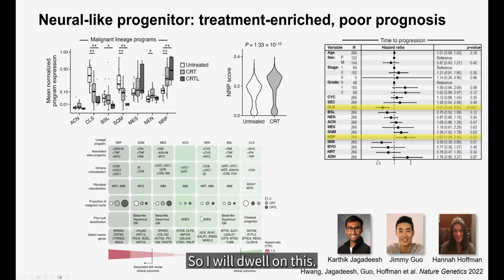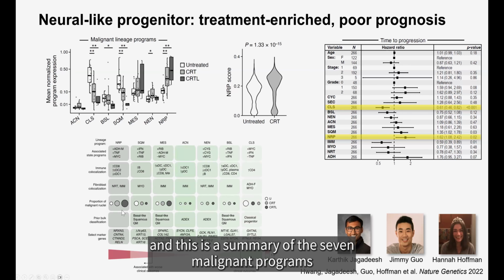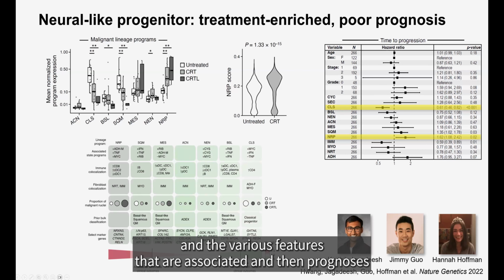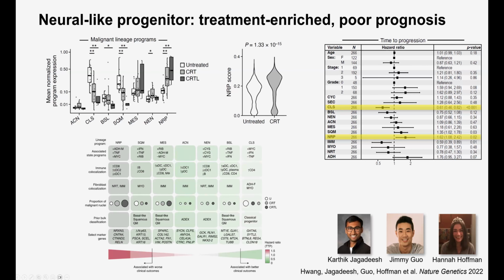So I won't dwell on this. This is from a paper that we published a few months ago. And this is a summary of the 7 malignant programs and the various features and associations and prognoses that we found correlated with each of these various cell states.